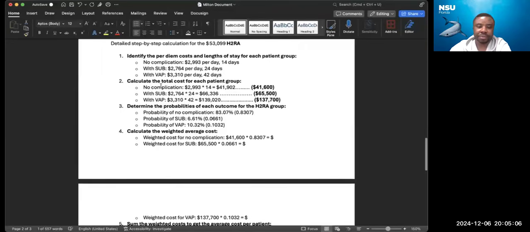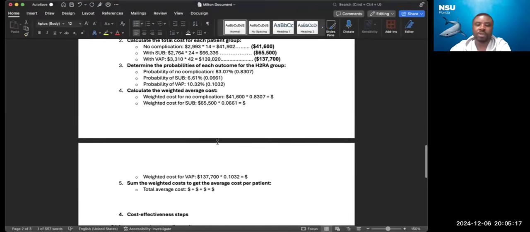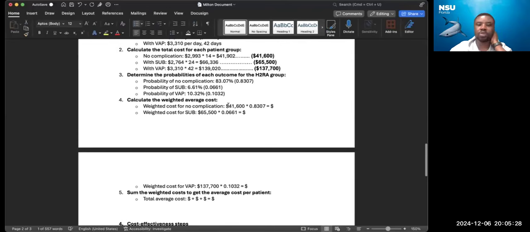Then I have the calculation. I did this and I had these numbers. So I told you that these numbers are not right, so we are using this. All that you have to do is just multiply this by this, and I'll put the answer here. And then we'll look at the total weighted cost for the H2 arm. So first of all, let's do the cost for 41,600 times 0.8307, and then let's look at what that will give us, and I'll put it here. So please, if you get the answer, let me know and I'll put it there, please.